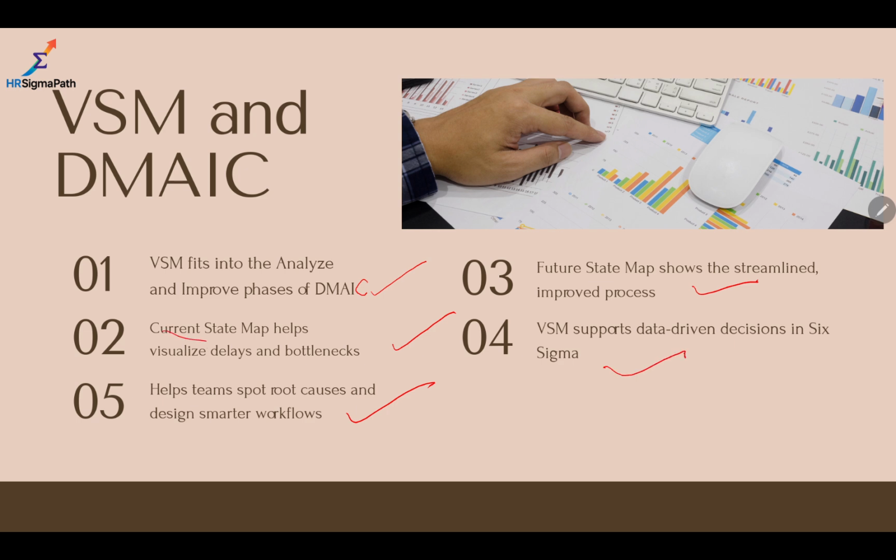So what is a current state map here? The current state map shows how the process works right now. And a future state map shows how the process should work after improvement.